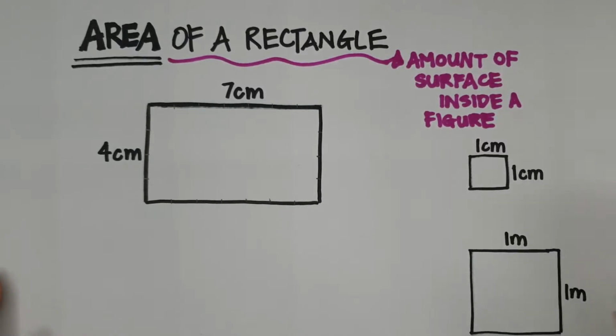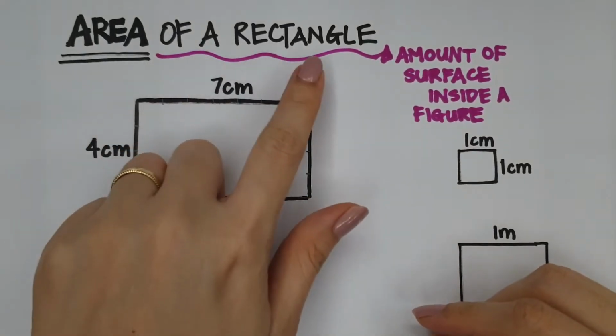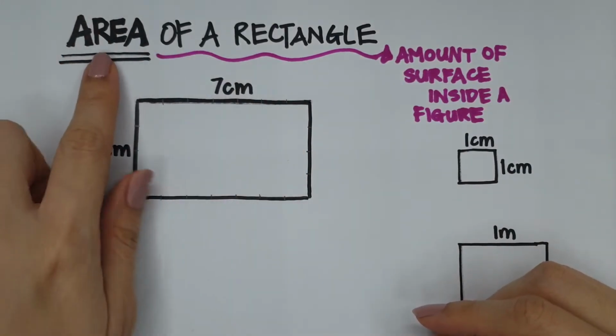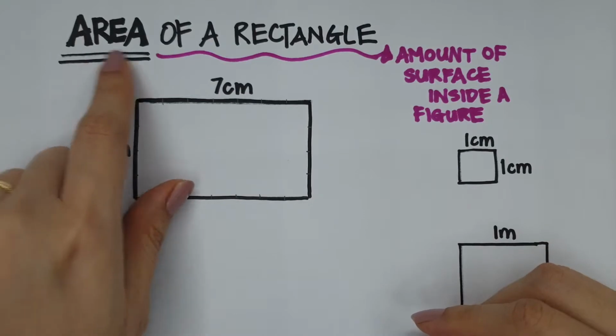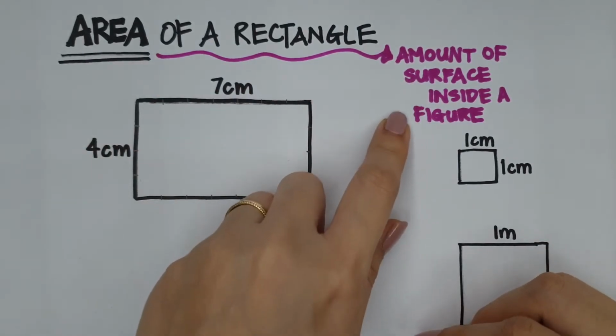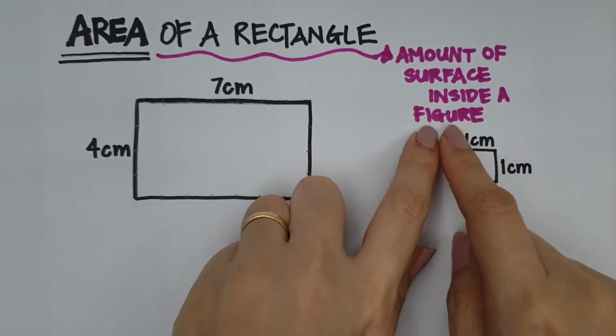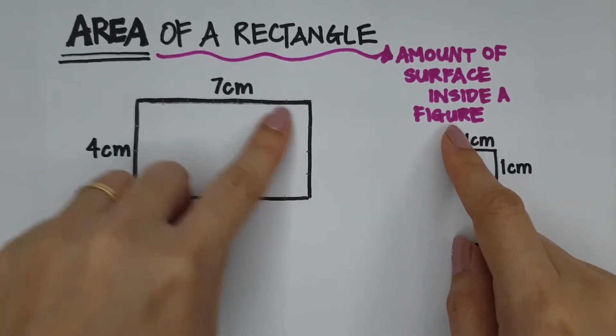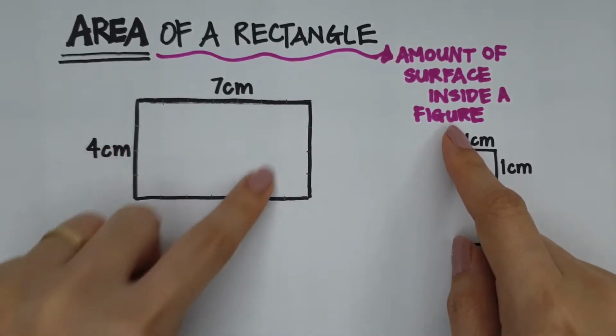Hello kids, today we're going to be talking about area of a rectangle. But before we go into area of a rectangle, let's talk about what area is. Remember that area is the amount of surface inside a figure. If the figure is a rectangle, then we want to know how much surface there is inside.